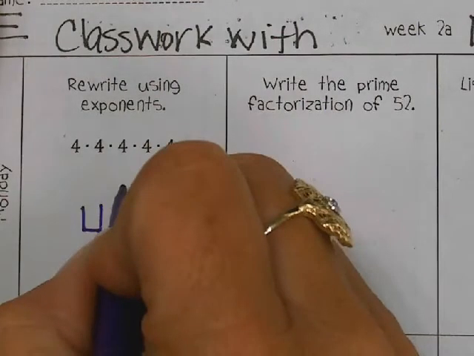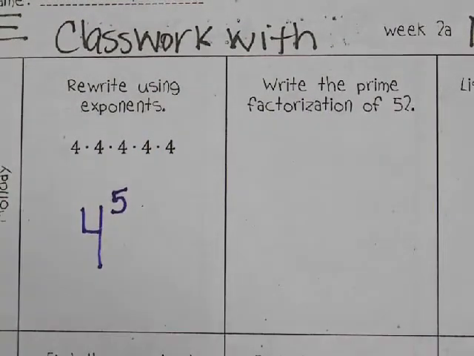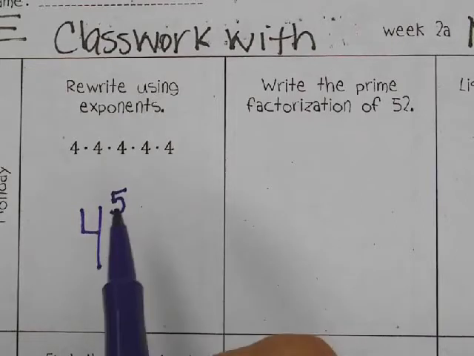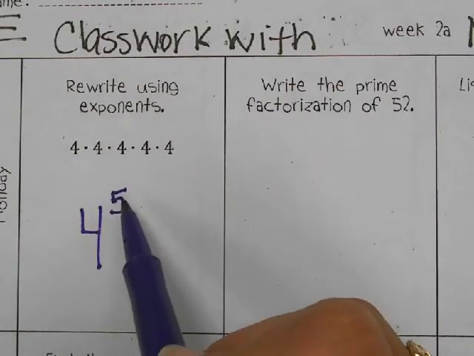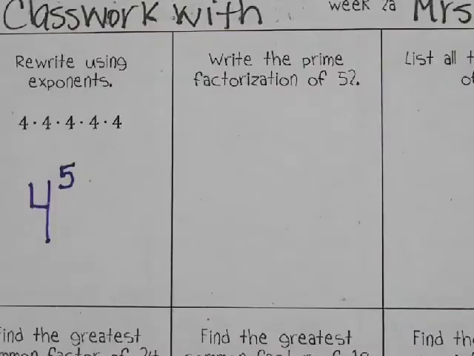So my exponent is the small number that goes up to the right of the base number and tells me how many times 4 is being multiplied. So the way we say this is 4 to the 5th power, or 4 to the 5th. And that's how you rewrite it using exponents.